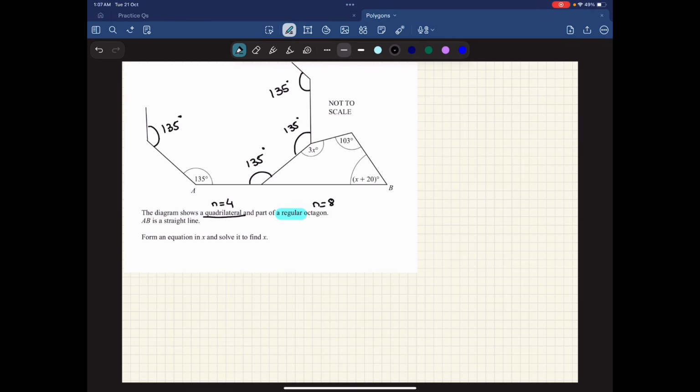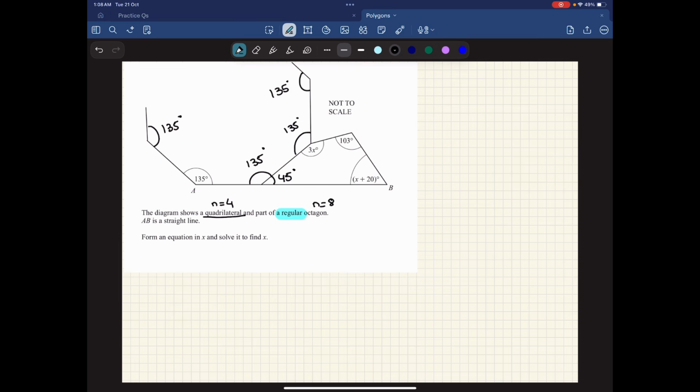Now, what is the question asking us to do? Form an equation in x and solve it to find x. Okay, so we have three angles. Two of them are in terms of x. If we can calculate this angle, which we can, why? Because the angles on a straight line add up to 180. So 180 minus 135 degrees will give us this angle, which is going to be 45.